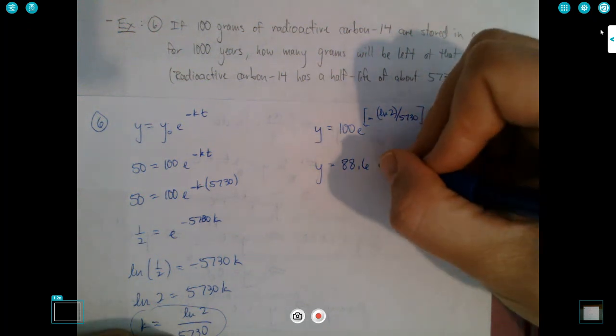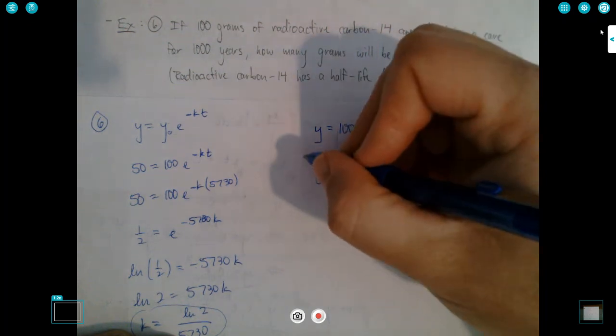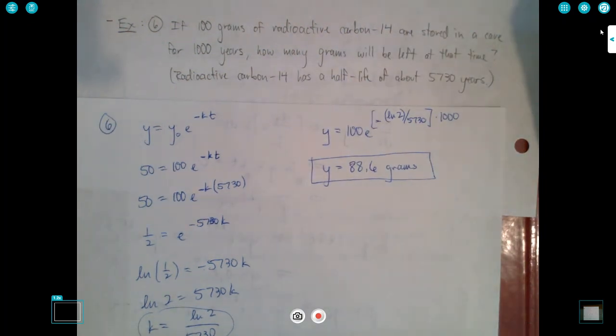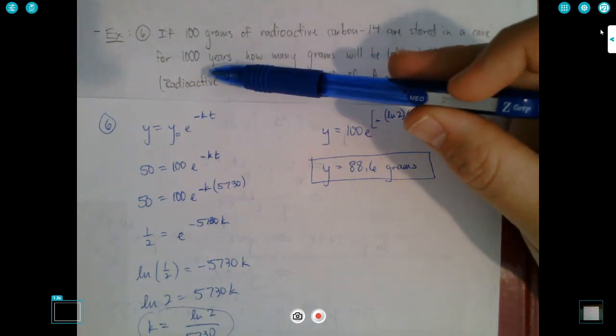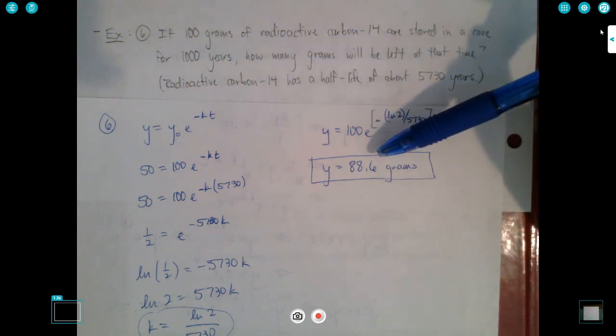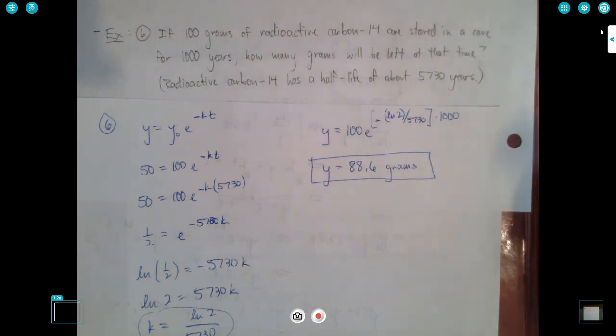So approximately 88.6 grams will be left over after 1,000 years. That makes some sense, right? Because for half of it to disappear would take almost 6,000 years. So after just 1,000 years, you'd expect well more than half of this to be left over. We started with 100 grams, and you're left with 88.6. That lines up with what we would expect.